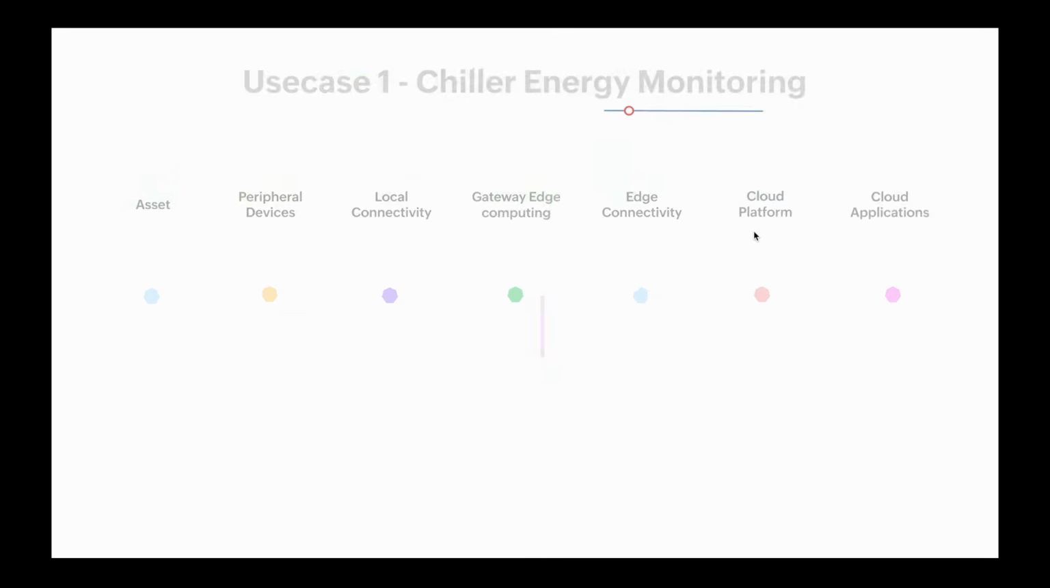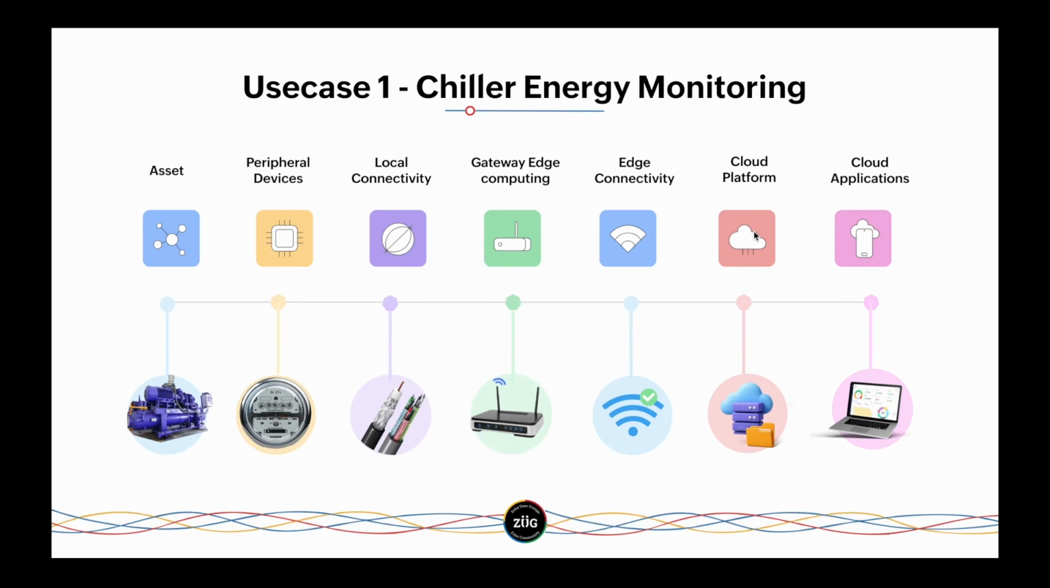Let us try to apply that to a few use cases so that it becomes clearer. For example, a chiller energy monitoring use case. Here the asset would be the chiller, and since we are monitoring the energy, the energy meter is the peripheral device that is retrofitted along with this chiller. They capture the energy data, and the energy meters here will not have direct connectivity to the cloud. So there is a wired communication through a Modbus RS485 cable to the gateway.